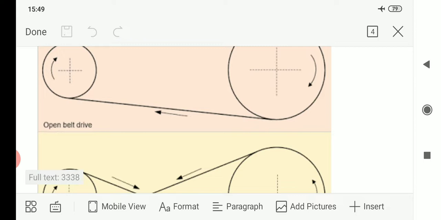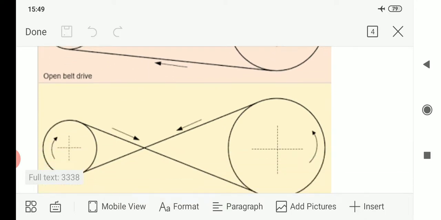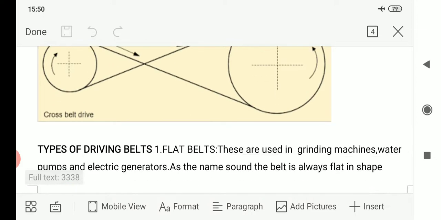We can see when the drive is having an open belt, the driving pulley and the driven pulley are rotating in the same direction, which is clockwise. But when the belt is crossed, you can all see it. The driving pulley is rotating in clockwise direction as before, but the driven pulley is rotating in the opposite direction, which is anti-clockwise. So that is how they use belt drive to change the motion direction of a machine.